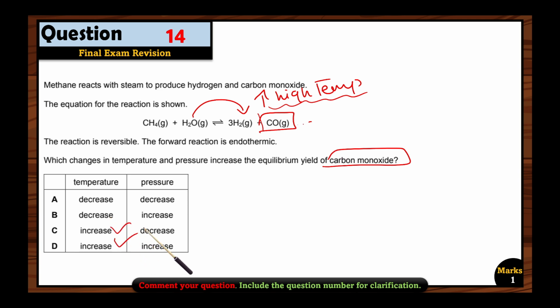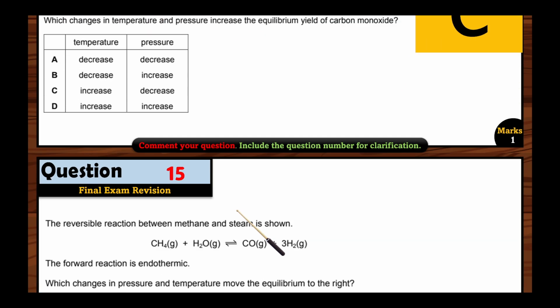Okay, increasing the temperature. Let's see about increasing the pressure. How many molecules of gas do we have here? 1 and 3, 4. Here we have only 2. So if you increase the pressure, it will not favor carbon monoxide because we already have more gas molecules in the product. So it will favor this one. So what should we do? We should decrease the pressure so it can favor the larger number of moles. Decreasing pressure always favors the side that has more moles. So you decrease the pressure, that's why option C is the right option.